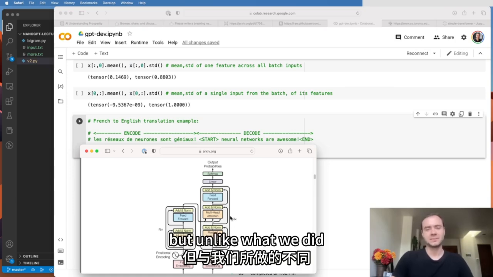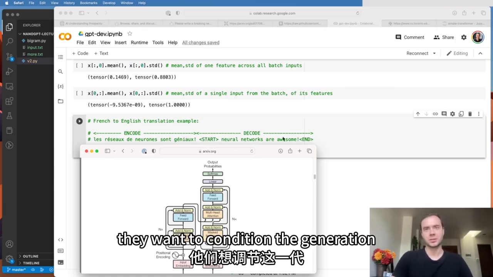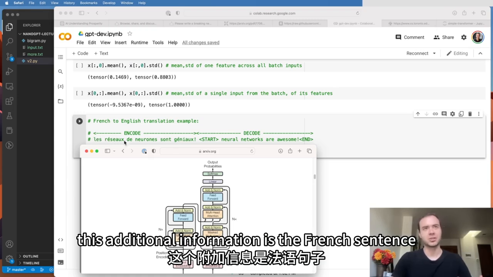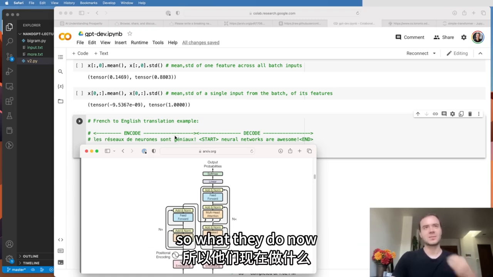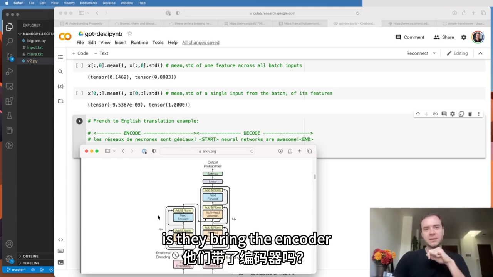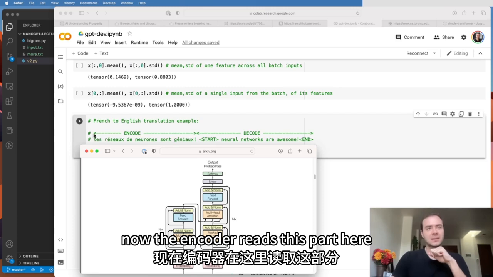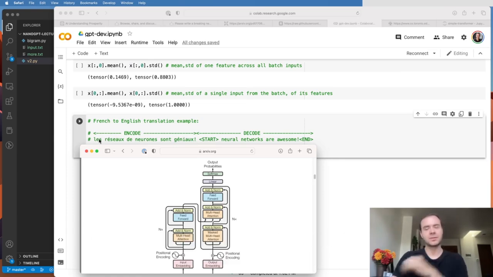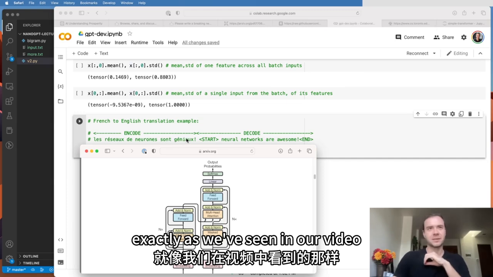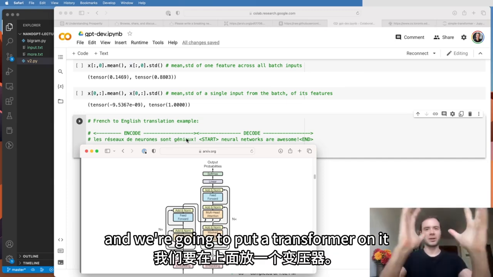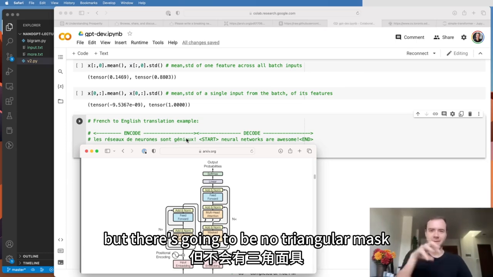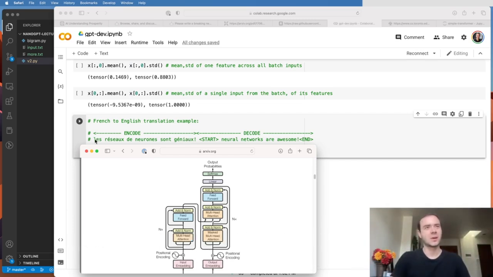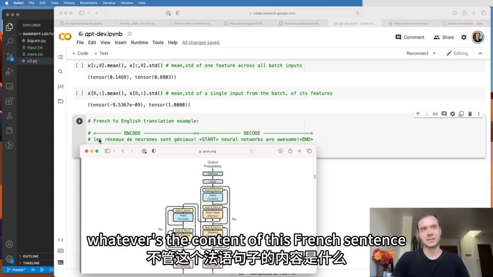But unlike what we did, they want to condition the generation on some additional information. In that case, this additional information is the French sentence that they should be translating. So what they do is they bring in the encoder. The encoder reads this part here. We take only the French part and create tokens from it exactly as we've seen in our video, and we put a transformer on it. But there's no triangular mask, so all the tokens are allowed to talk to each other as much as they want. They're just encoding the content of this French sentence.